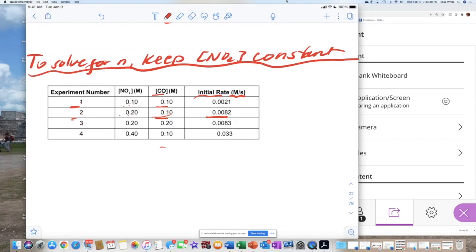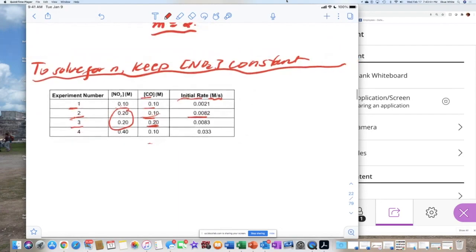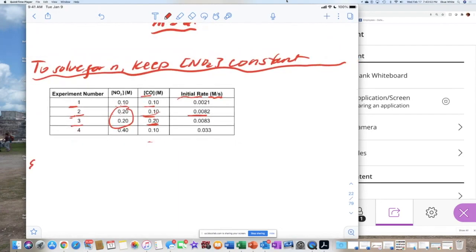Okay, so experiments 2 and 3, right? NO2 is constant, so we're going to be doing 2 and 3. Which is bigger? The numbers in 3 are bigger than in 2. So we're going to be doing experiment 3 over experiment 2, rate law for experiment 3 over rate law for experiment 2, right?